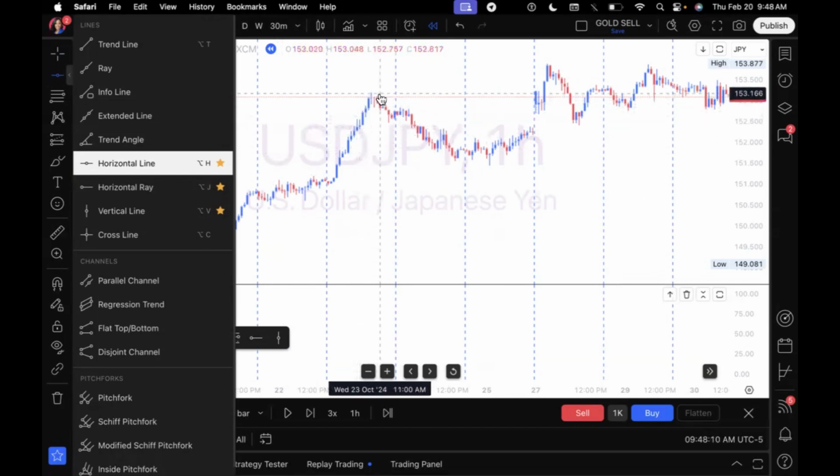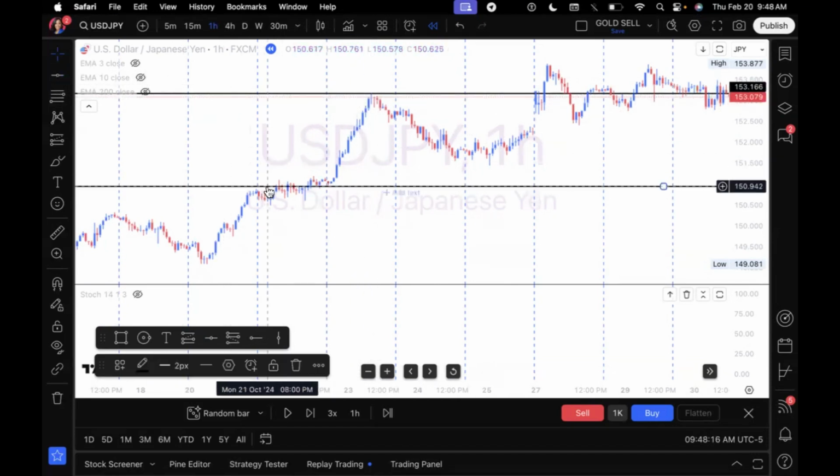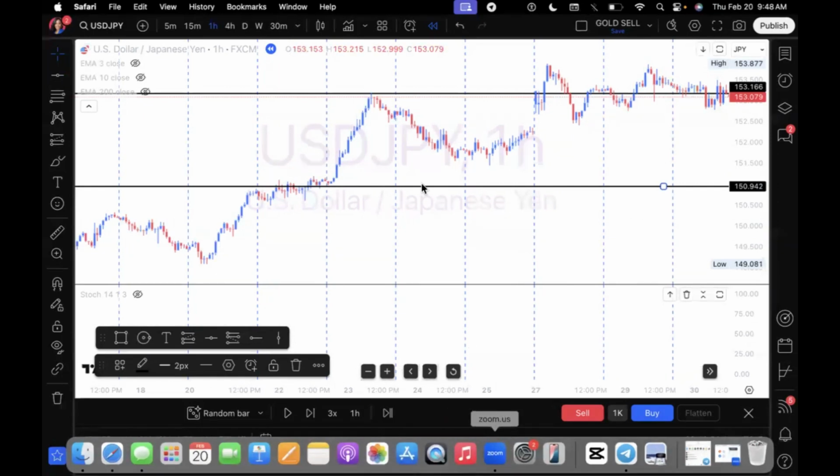So let's just take this section for example. The first thing that you're going to want to do is put a horizontal line at your previous day's high, and you're going to want to put a horizontal line at your previous day's low. Now, this is important because depending on how the candles react around these key levels can help you determine if you want to enter that trade for a buy or for a sell.